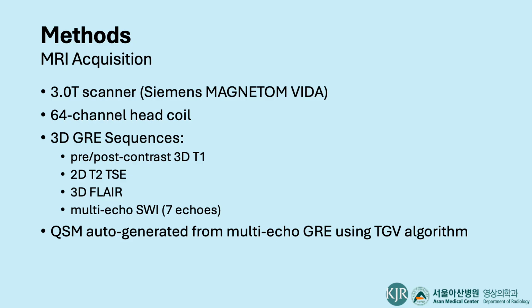All imaging was acquired on 3 Tesla MRI with a 64-channel head coil. Using a 3D gradient recalled echo approach, we obtained pre- and post-contrast 3D T1-weighted images, 2D T2 turbo spin echo, and 3D FLAIR and multi-echo susceptibility-weighted sequences with 7 echoes. QSM was then generated automatically from the multi-echo GRE data using the total generalized variation, or TGV, algorithm.